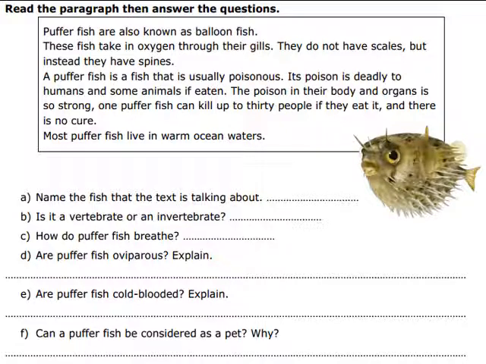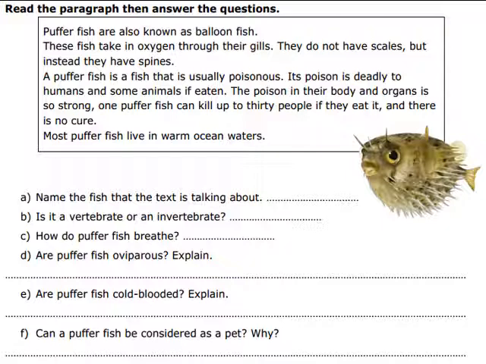Can a pufferfish be considered as a pet, Hassan? No. Why? Because first it's poisonous. And its poison is deadly for humans. No cure. So it cannot be considered as a pet. So Lana, can we keep a pufferfish in our homes and raise it like a cat? No, we cannot keep it as a pet because it is poisonous.